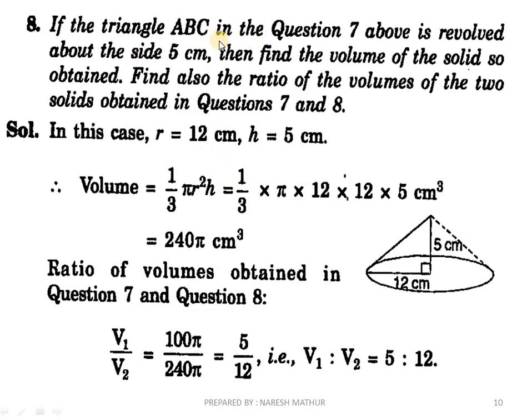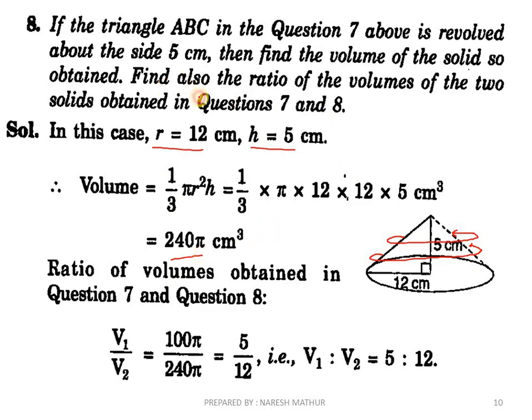The next question is the same as question number 7. Now in this question, we are just interchanging these sides, and it is said to be revolved about the side which is 5 centimeter. Now the radius and height are interchanged. Now the radius is 12 centimeter and the height is given as 5 centimeter. We need to find its volume. Just simply put these values in the formula and get the answer as 240 pi centimeter cube.